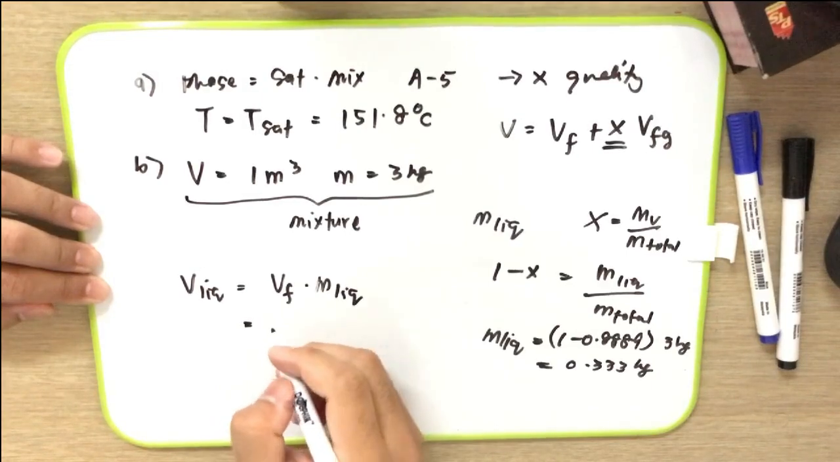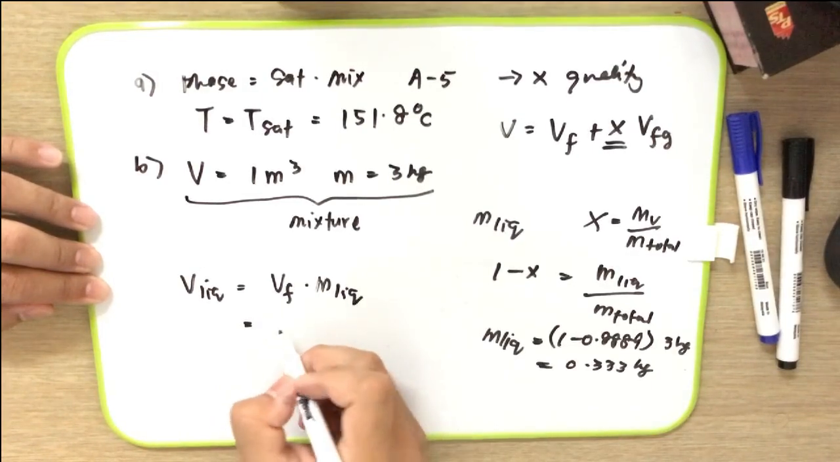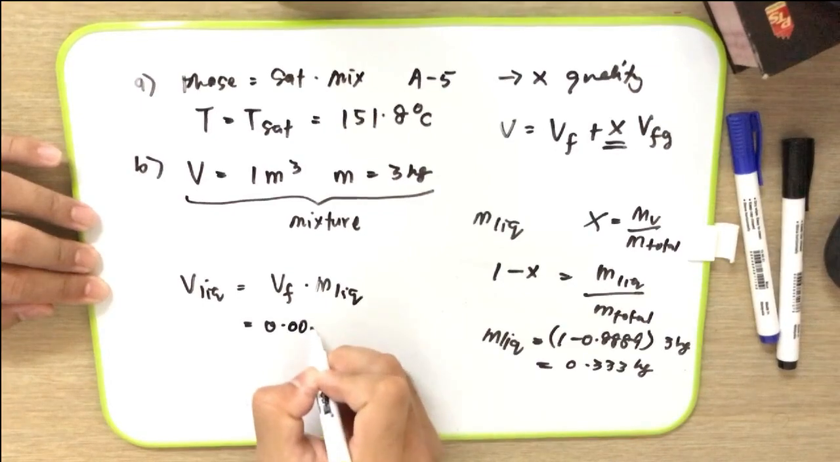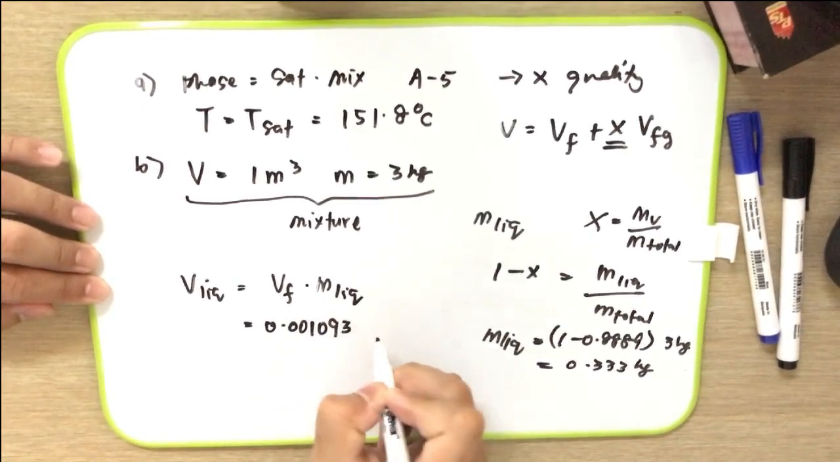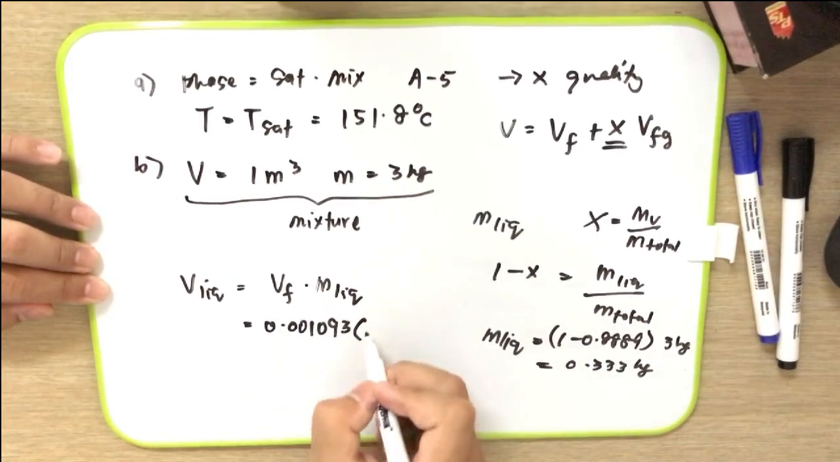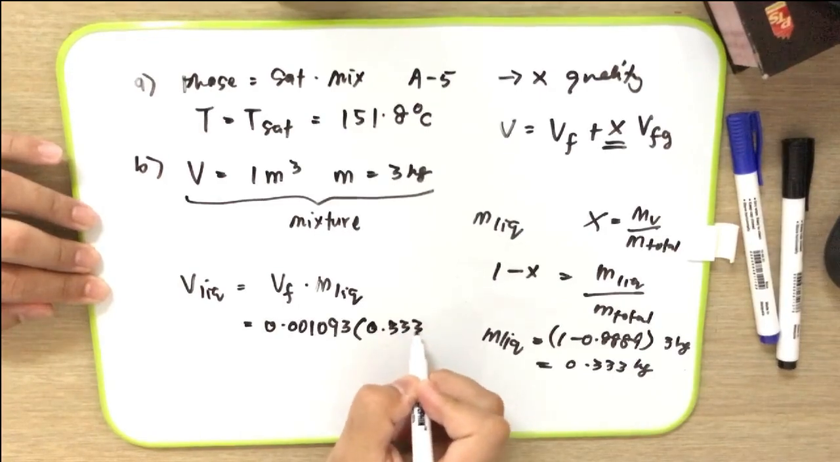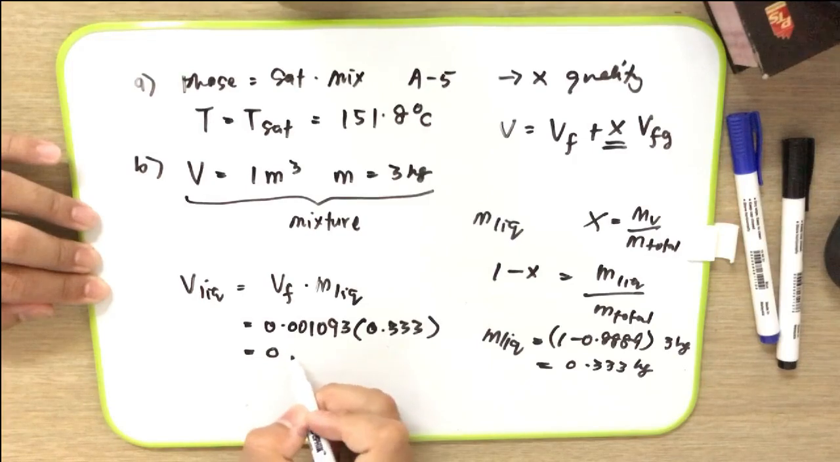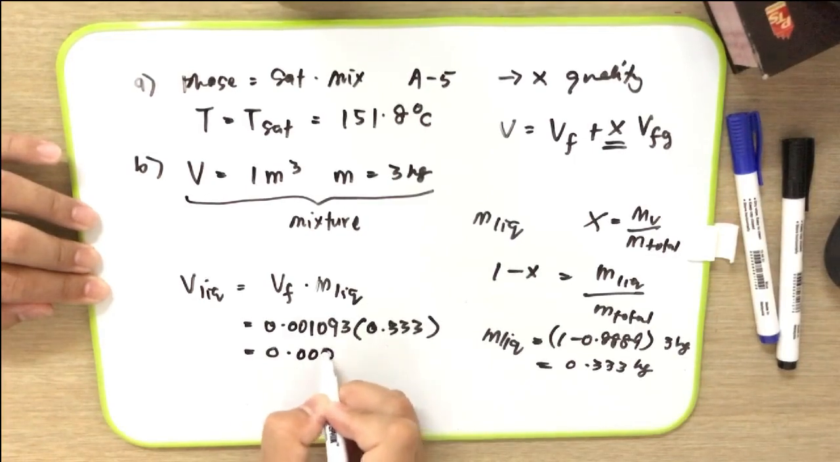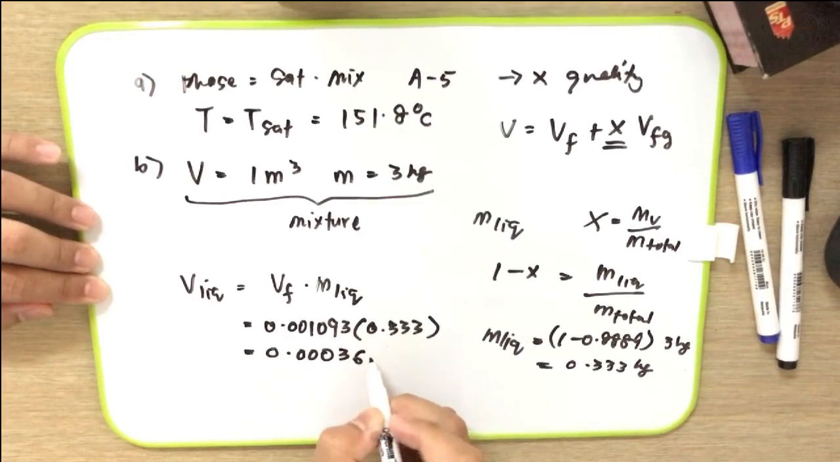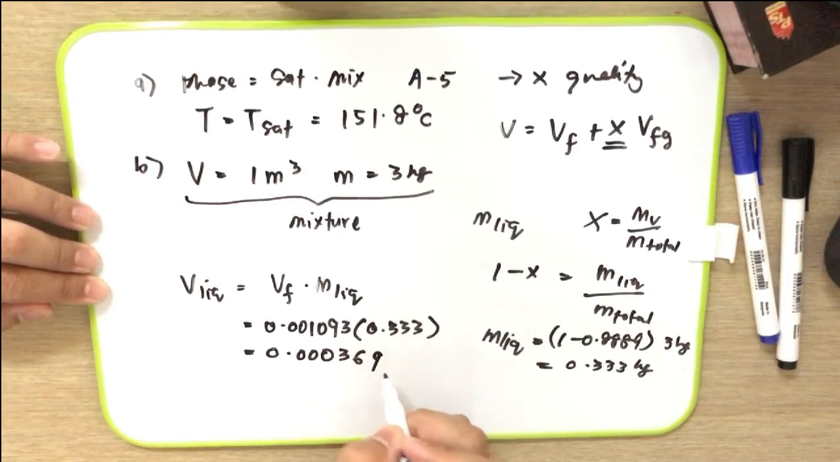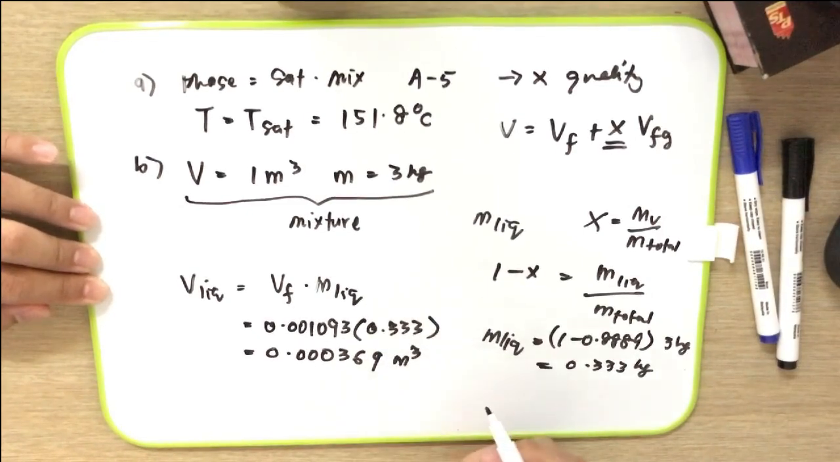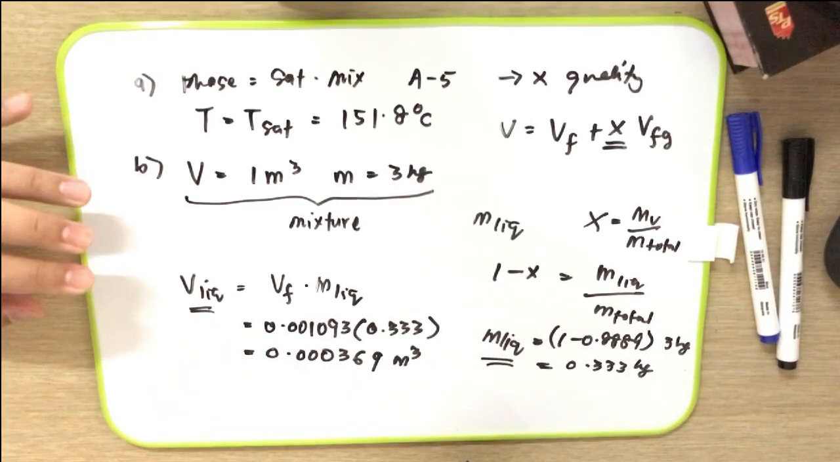So V liquid just now we find is VF, 0.001093, multiplied with 0.333 kg. So we will get 0.000369. Thank you. So that's how we get the M liquid and also V liquid, right? So this one is question B.